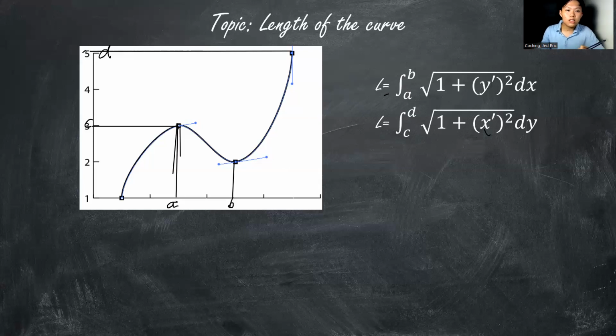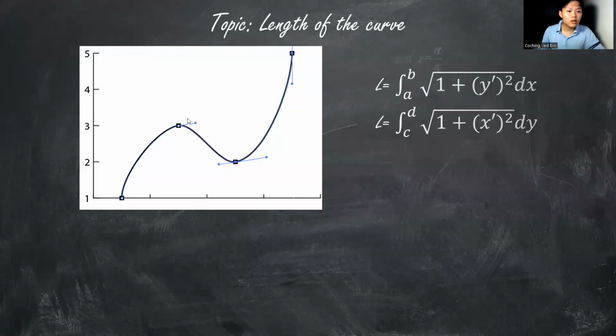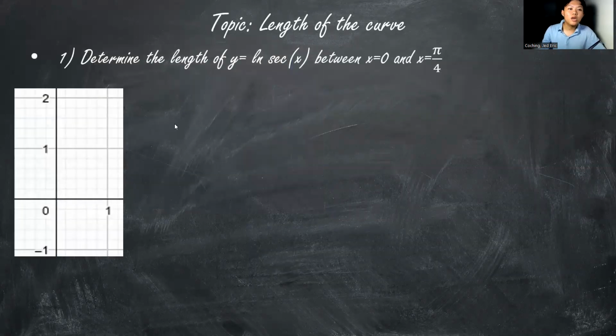Okay, let's move on to our problem. Here is our problem. Determine the length of y equals ln sec x between 0 and pi divided by 4.